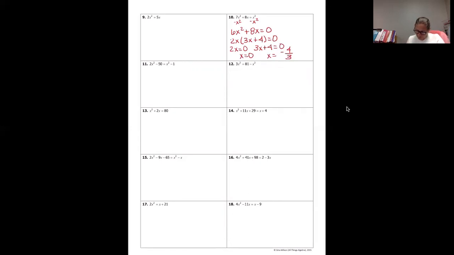And the last one that we are going to do together is problem number 14. We're going to subtract x and subtract 4. And we get x squared plus 10x plus 25 is equal to 0. So what multiplies to give us 25 and combines to give us 10 is 5 and 5. And because those factors are the same, you only have to set it equal to 0 once. The answer is x equals -5.